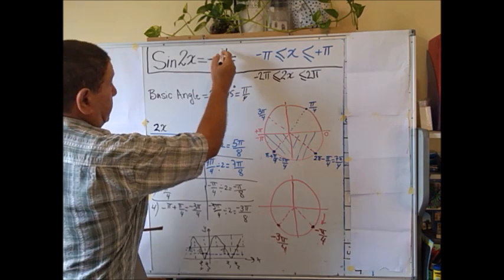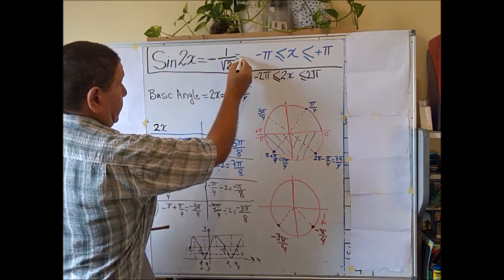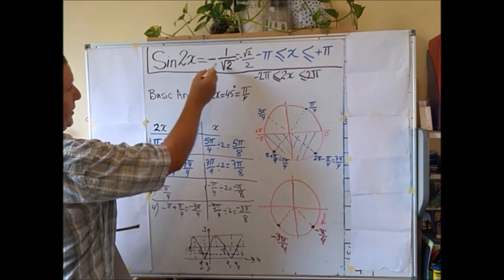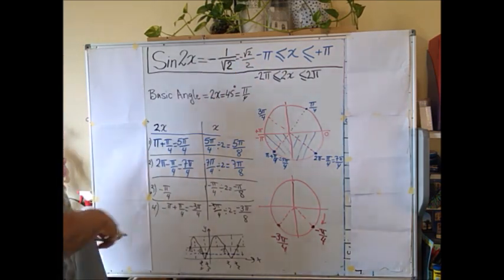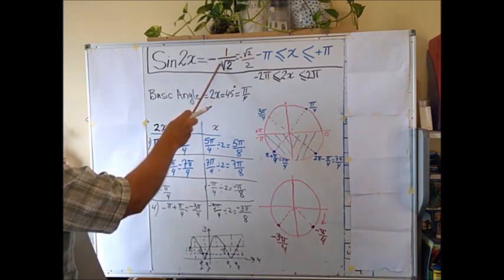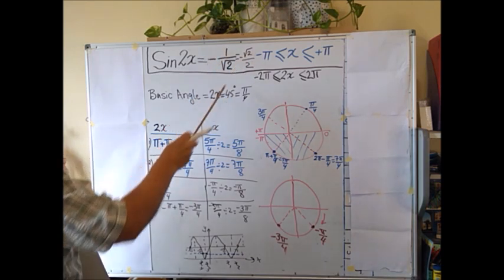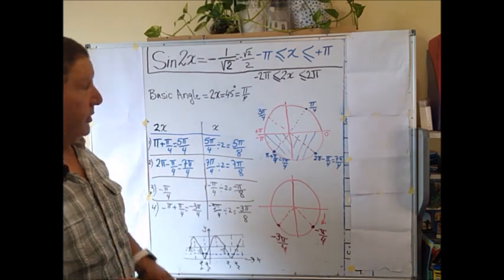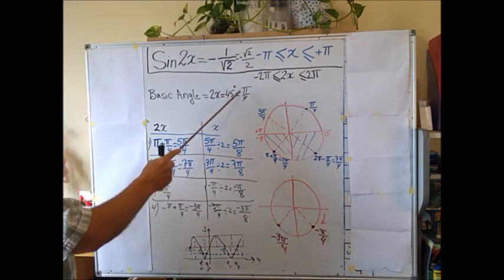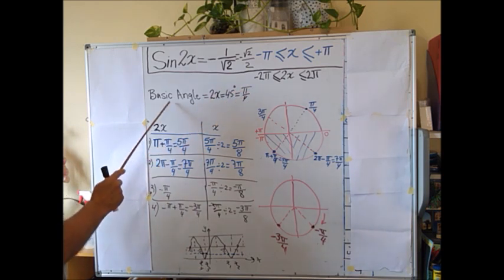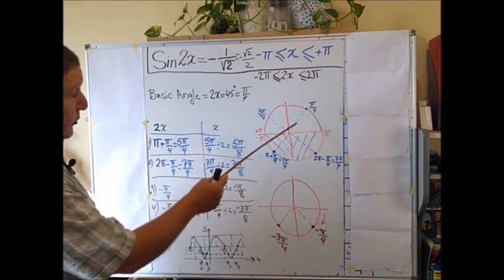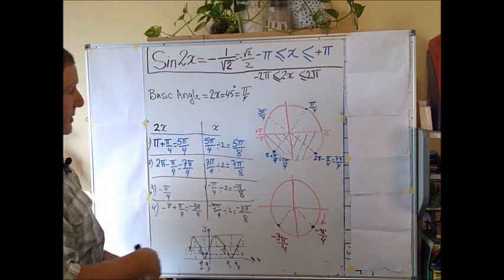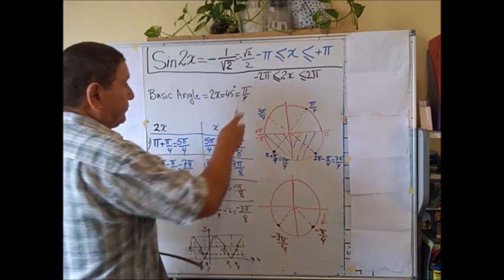See, minus 1 over root 2 is the same thing as minus root 2 over 2, because if you multiply the numerator by root 2 and the denominator by root 2, you get minus root 2 over 2. So it depends which way you remember it. So this is the angle pi over 4. So the basic angle here is pi over 4. If we look at it in the unit circle, this is the angle pi over 4. That is the basic angle.